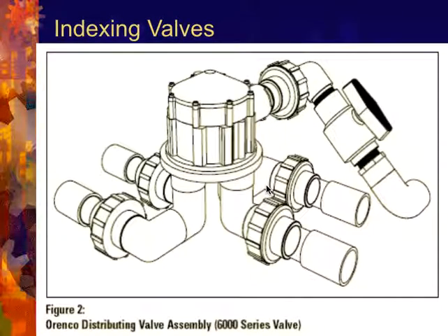An indexing valve usually looks like this version here, the Sorenco 6000 series valve. How it works is this would be the supply line coming into the headwork or into the indexing valve, and this valve needs to be placed at the highest point of the drip design or the drip field. And here it's illustrating 4 outlets.